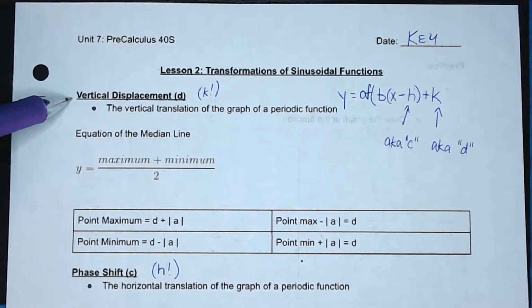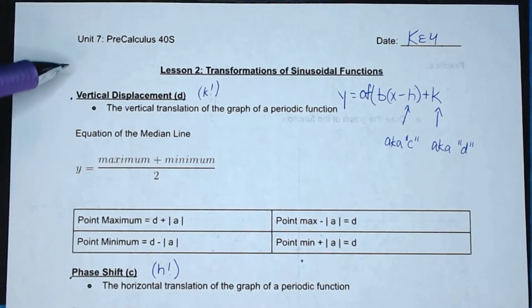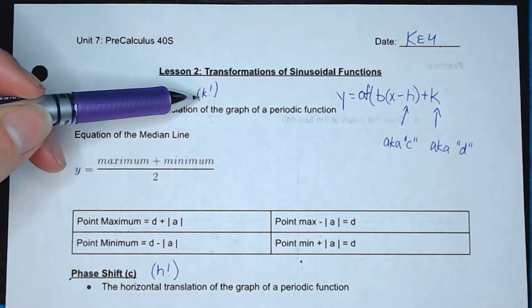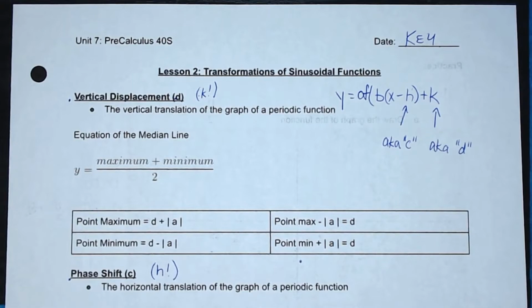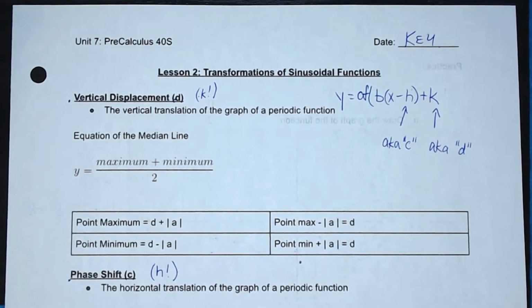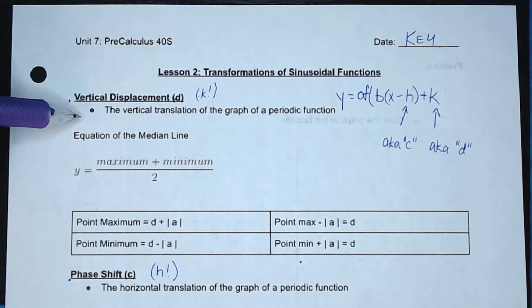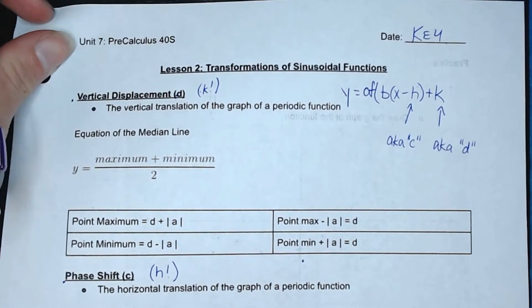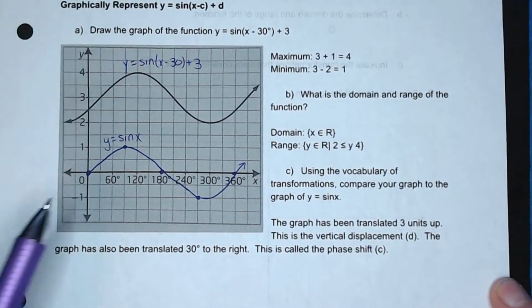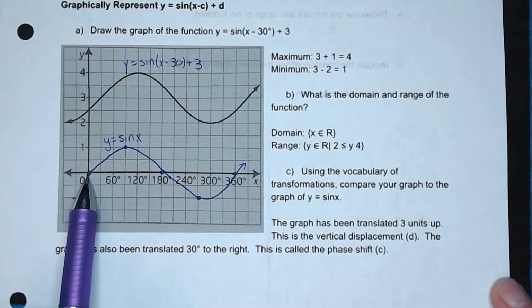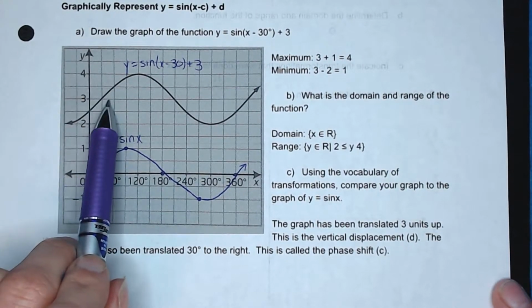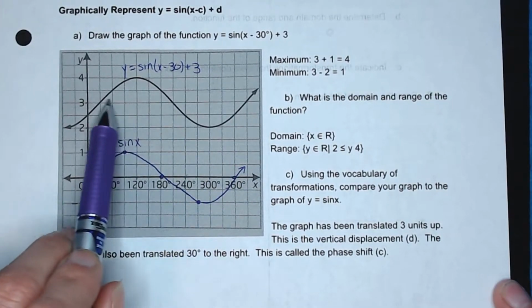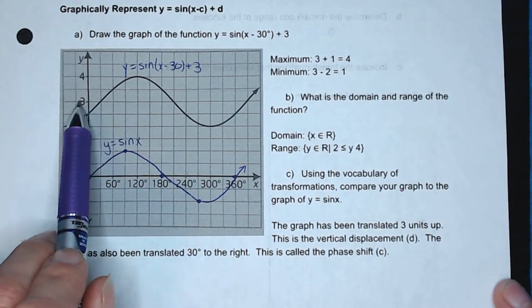We have vertical displacement, and then we also have a phase shift. Now the vertical displacement D is equivalent to K in our original transform function. So this is your shift upward. When we're doing the vertical shift on a sinusoidal function, what you're going to do is just find the middle line. I'm just going to show you on the graph down at the bottom here. If you have this regular y equals sine x function, the middle line is what cuts the function right in half. Up here you can see we have a median line at 3, that vertical shift.